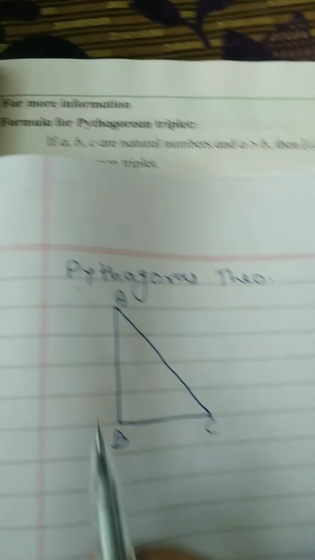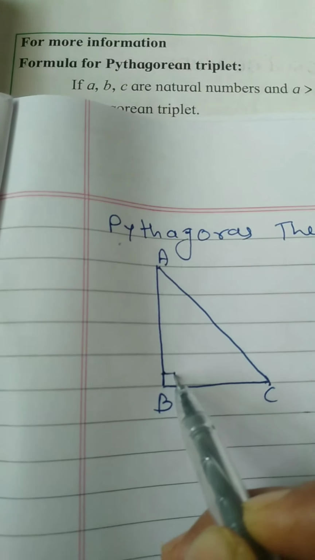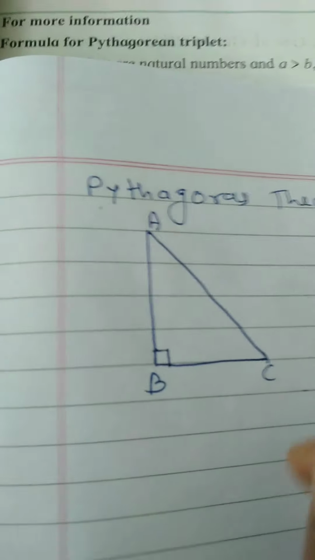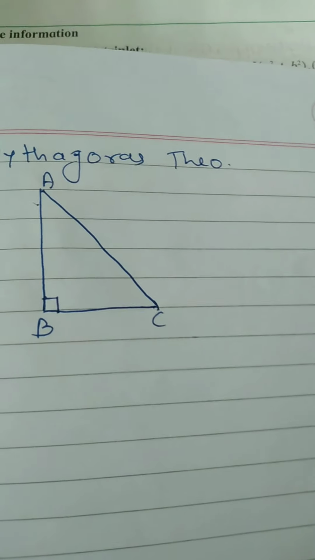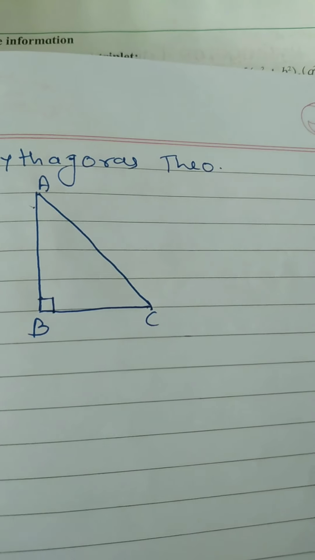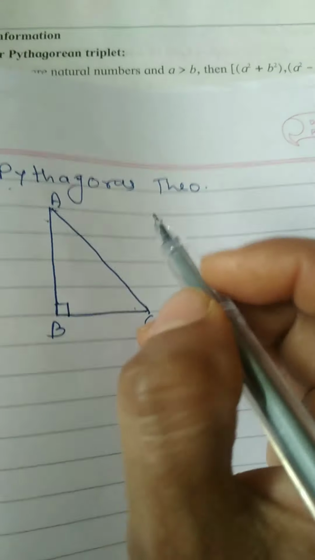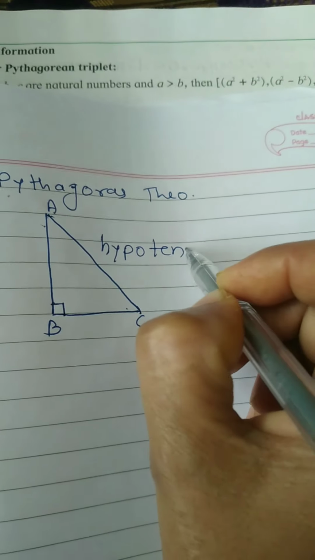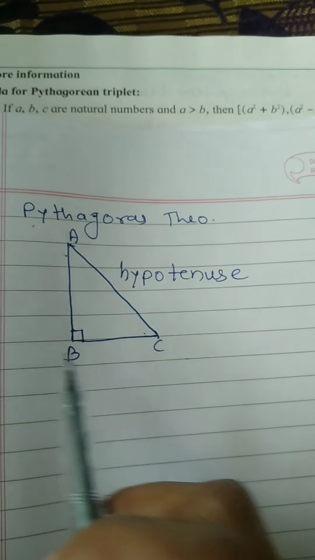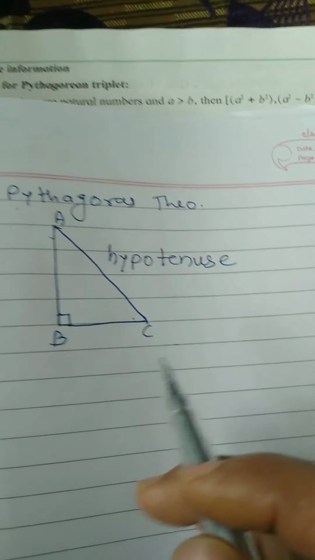See here, this is a triangle ABC. Angle B is 90 degree. Angle A and angle C are acute angles. Means this is a right angle triangle. In this figure, side AC is the hypotenuse, and side AB and BC are the remaining sides of this triangle.